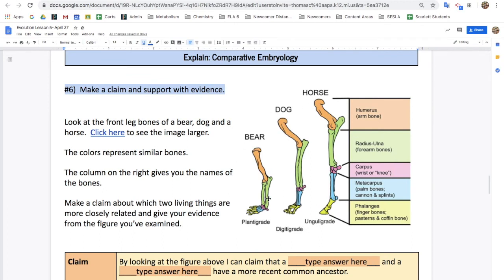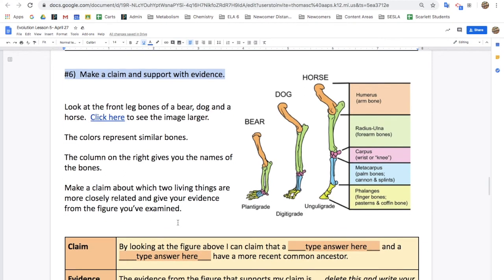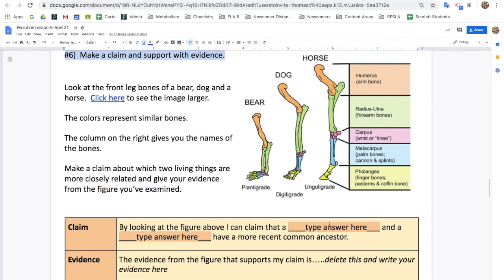Look at these 3 leg bones of a bear, dog, and horse, and make a claim about which 2 living things are more closely related, and give your evidence. You can type your answers in the fill-in-the-blanks here for your claim, and for your evidence, you'll have to write a few sentences to support your claim.